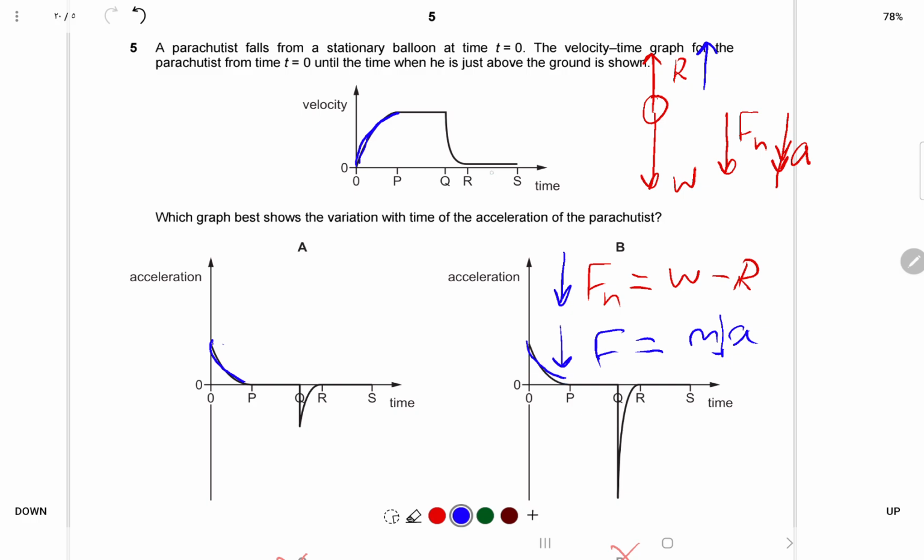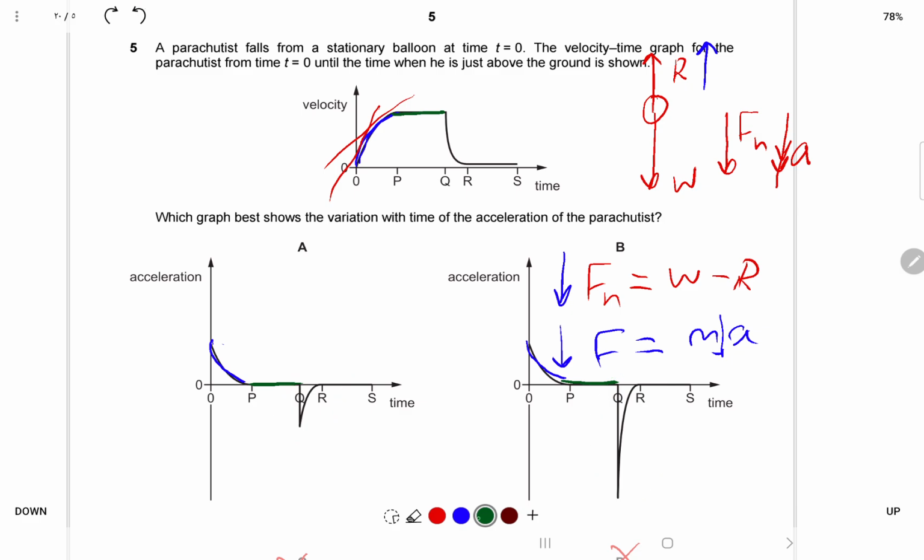And remember, this is a velocity time graph. The gradient of the graph is the acceleration. So if you draw a tangent here, then a tangent here, you can notice that the gradient is decreasing. Then the acceleration becomes 0 between P and Q, and this is correct for both graphs, because acceleration is a gradient, and here you have constant velocity, so acceleration must be 0.